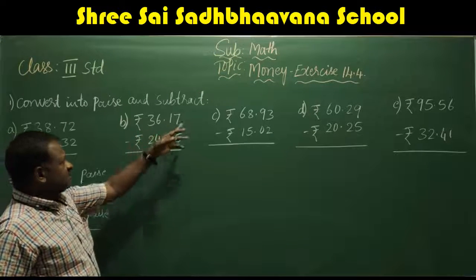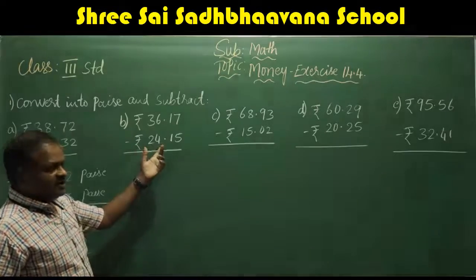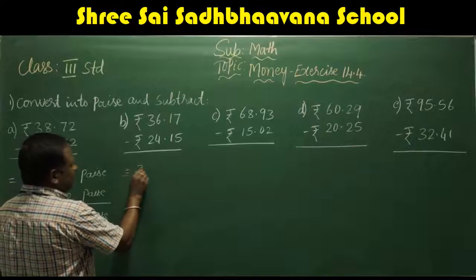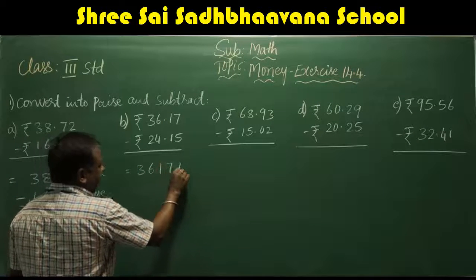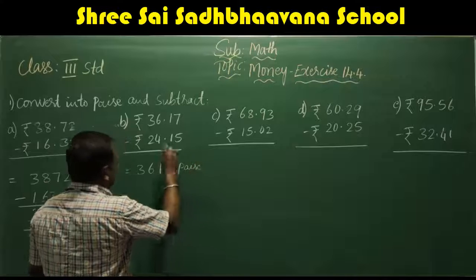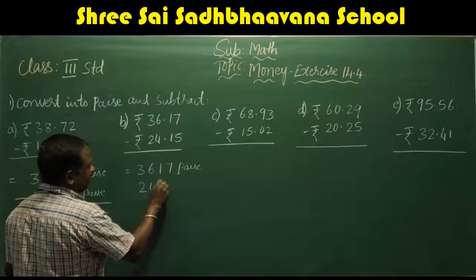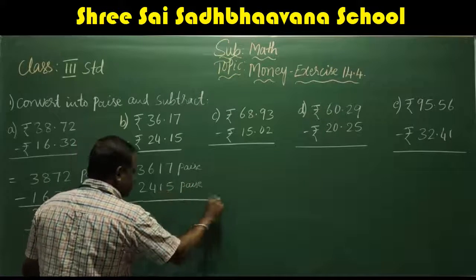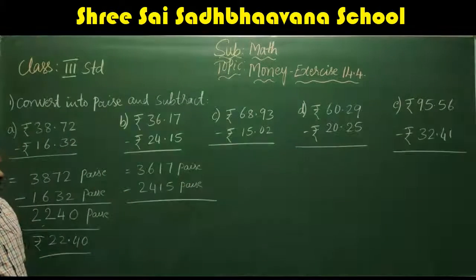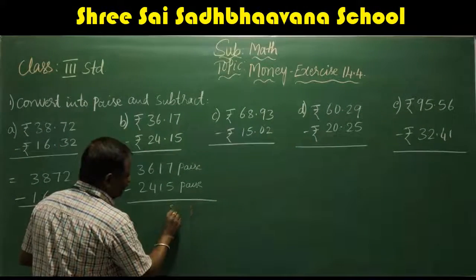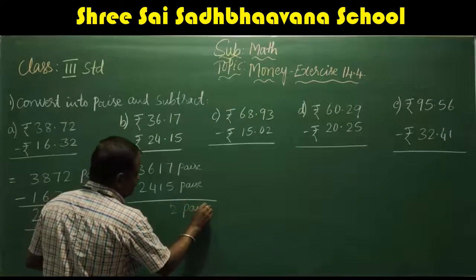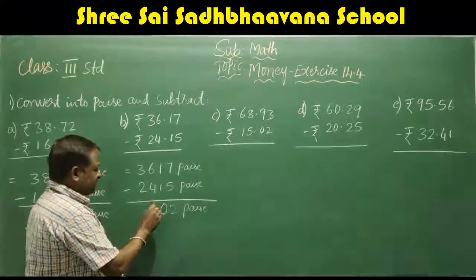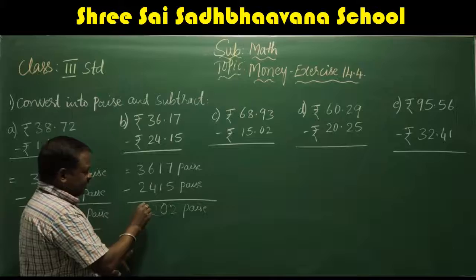Next, we will move to the second problem. Rupees 36.17 minus rupees 24.15. Here, this can be written as 3617 paise. Next, 2415 paise. Subtract. 7 minus 5, 2. 1 minus 1, 0. 6 minus 4, 2. 3 minus 2, 1.